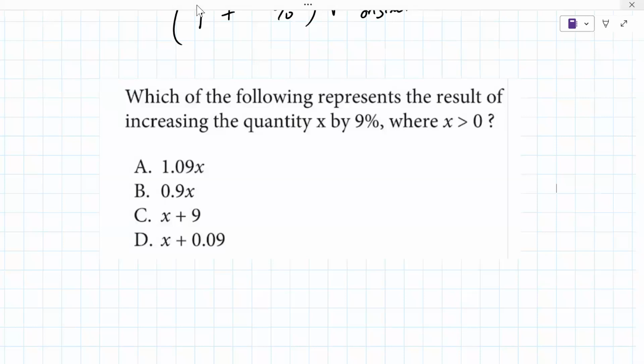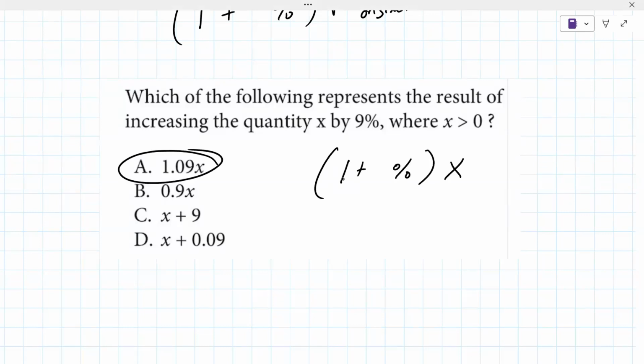Try not to overthink this. It's 1 plus the percent. Oh, so it'd be A. Yes, and then you multiply by X, which is the original amount. Yes, very good. Maybe you're thinking, well, hey, he just said A is the most common wrong answer. But none of these strategies work every single time. You just gotta muddle your way through and see if you can go with that.